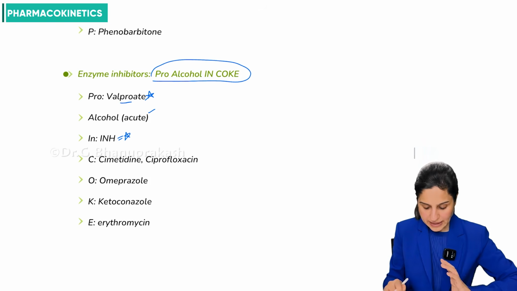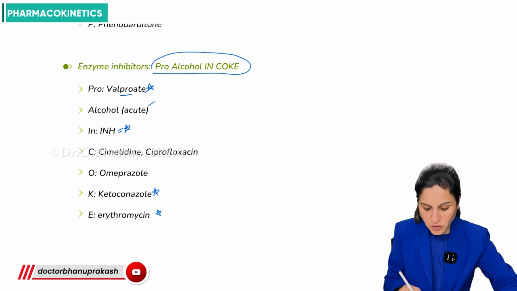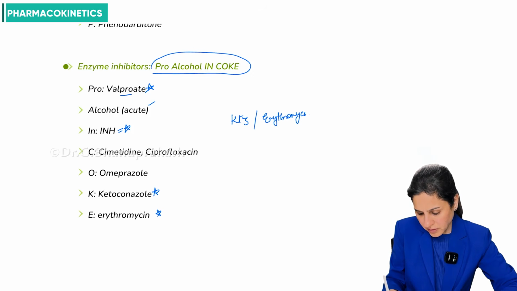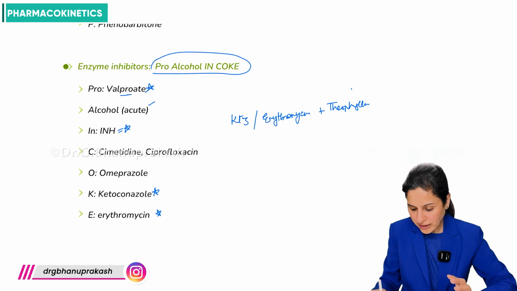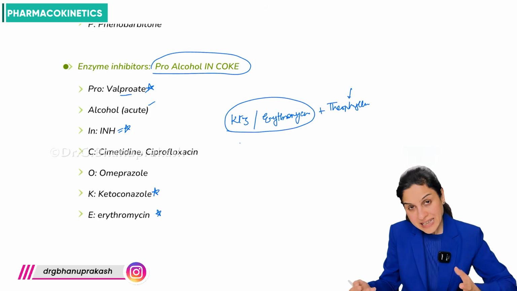So if you get an example, especially with these drugs, such as an antifungal drug, what you get is, let's say, you are giving ketoconazole, or you have given erythromycin with a drug which is, let's say, theophylline, and the patient develops excessive toxicity with theophylline. So what is the reason? This is an enzyme inhibitor. It will decrease the metabolism.